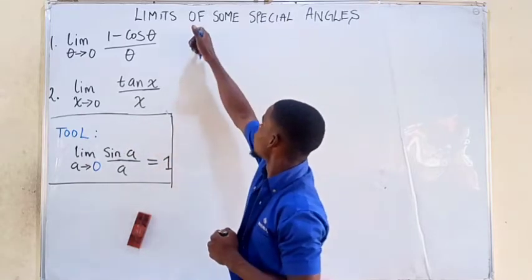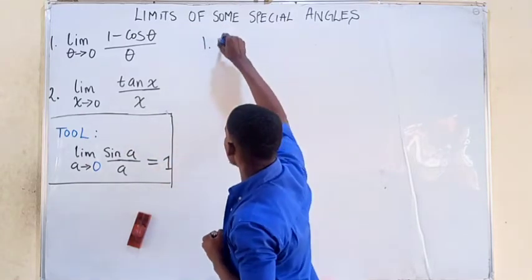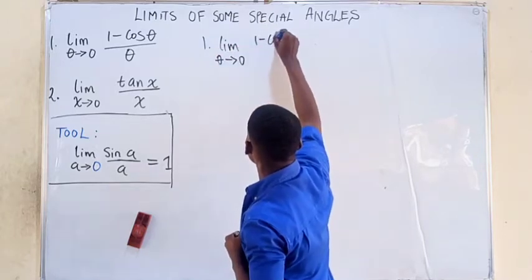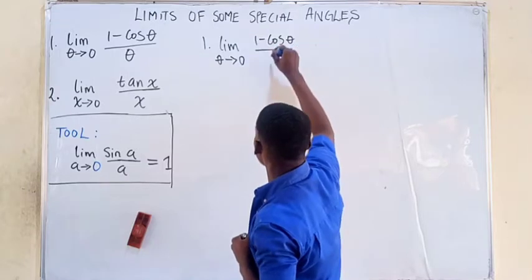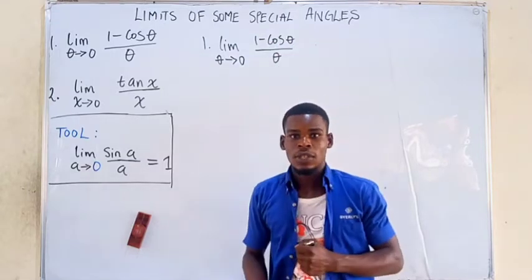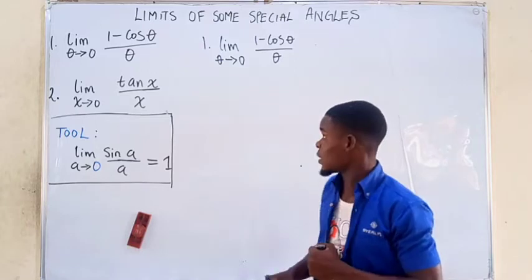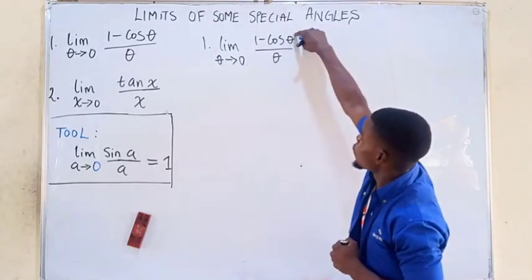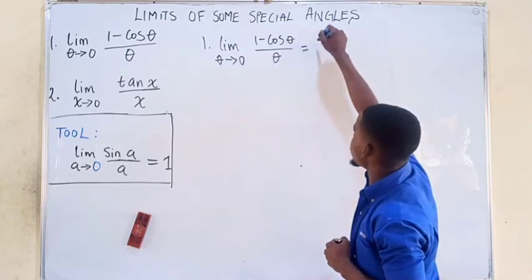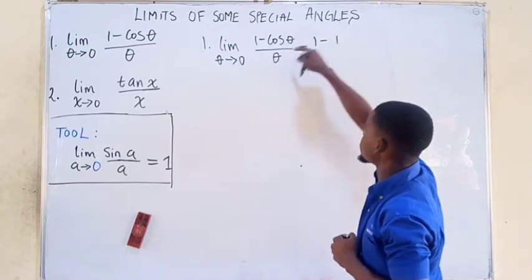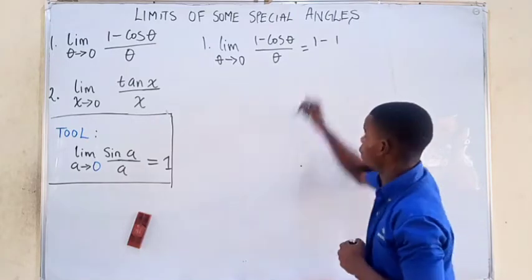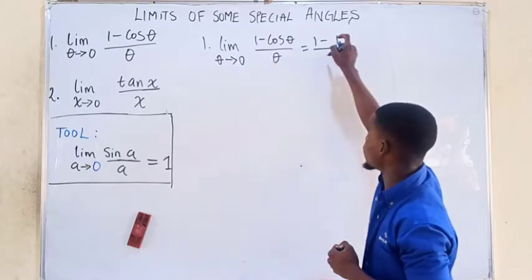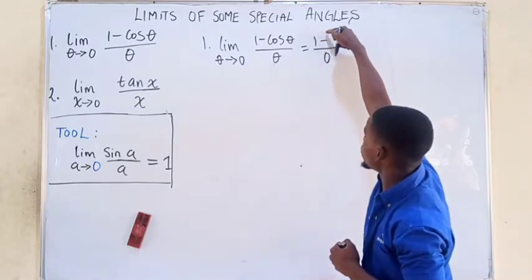We have the limit as theta goes to 0 of (1 minus cosine of theta) divided by theta. Let's just do this by substitution. We plug in what theta is approaching into that function. If theta is approaching 0, you're going to have cosine of 0, which is 1. So in the numerator, we're going to have 1 minus 1. In the denominator, as theta approaches 0, theta will be 0. So 1 minus 1 is 0.